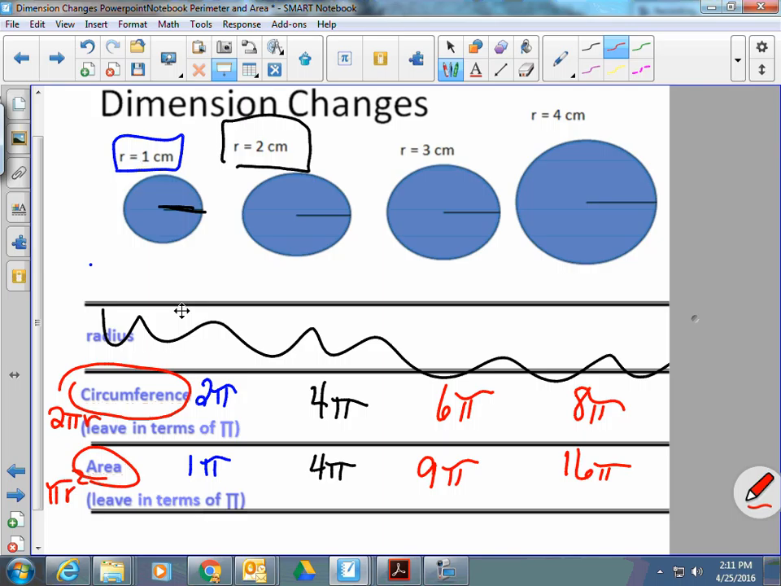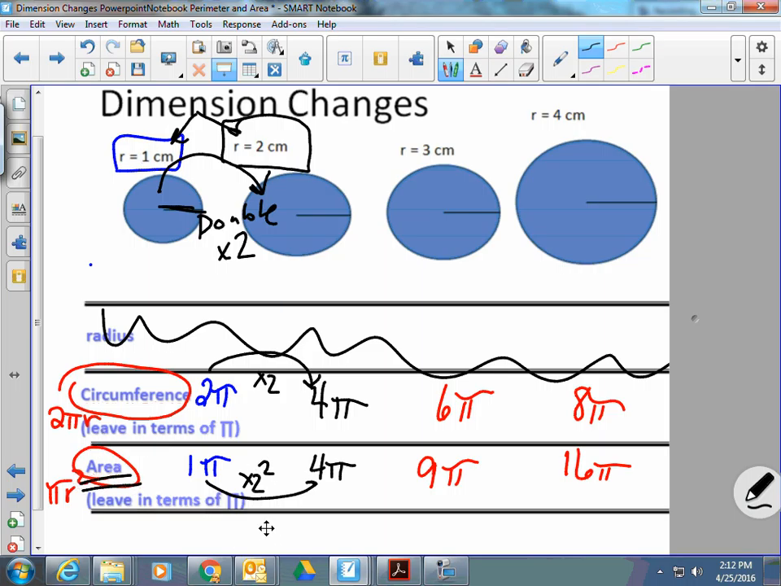Again, if I gave you enough time, I believe that you could totally fill out this by yourself, correct? But I'm not worried about us filling this out. I'm worried about us comparing what we know. So what did we do to get from the first circle to the second circle? What did we do to the dimensions? Good, we doubled them, right? So we multiplied times 2. So 2 pi times 2 gives me 4 pi. But 1 times 2 doesn't give me 4. Because it's area, remember, we have to square that. So it's 1 times 4 gives me the 4 pi.